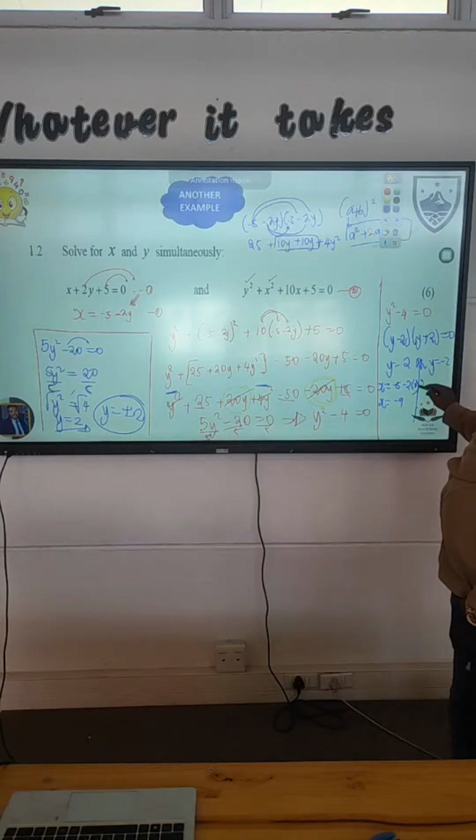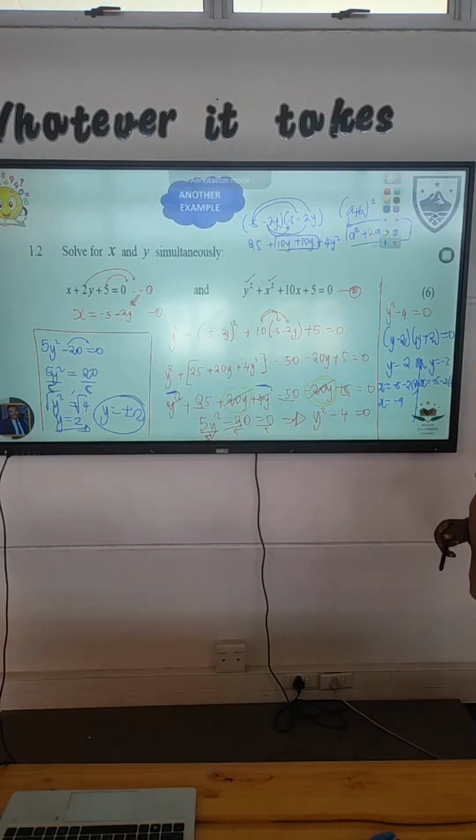And then this side we have x negative 5 minus 2 times negative 2. This will be a positive, so we have positive 4, so my x will simply be a negative 1.